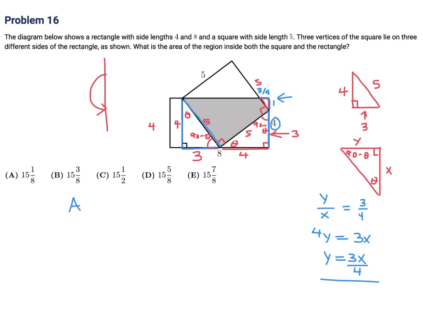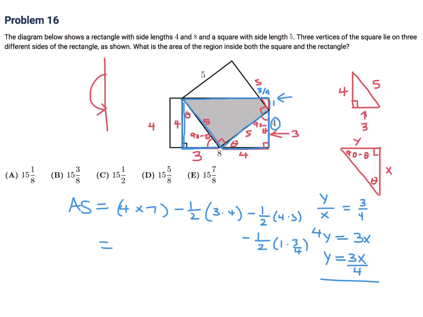So the area of the shaded region would be the area of that big rectangle all the way around, which is basically 4 times 7. And then we have to subtract those 3 triangles. So 1/2 base times height, 3 times 4, this one. And then the next one, 1/2 base times height, which would be 1/2 times 4 times 3. And then minus that tiny little triangle, which would be 1/2 times 1 times 3 over 4.